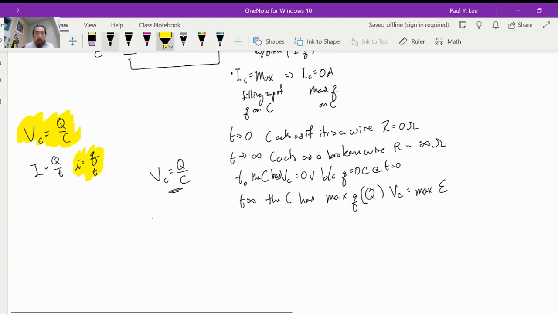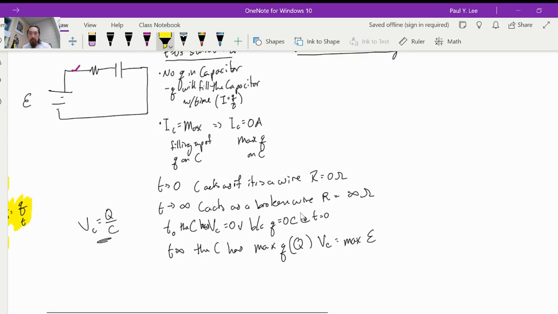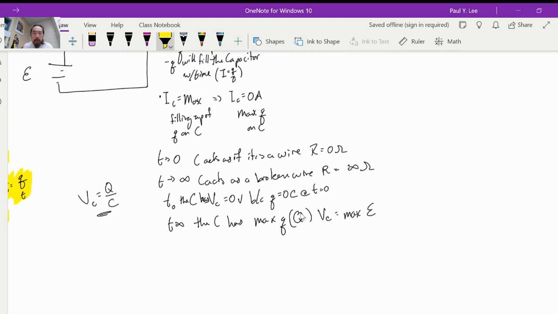One more thing. We can say that EMF is equal to IR, where I is the total current, R is the total resistance, and that is the EMF source. This is Ohm's law. With that, we want to try to prove the following. Let's go back to these bullet points. We said that at time 0, it acts as a wire, and R is equal to 0. And so here we have max current.